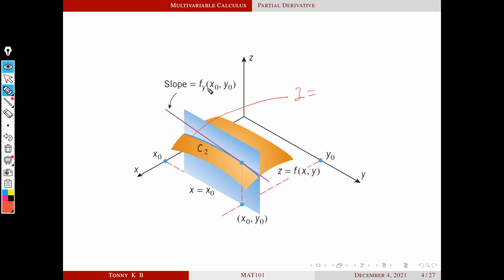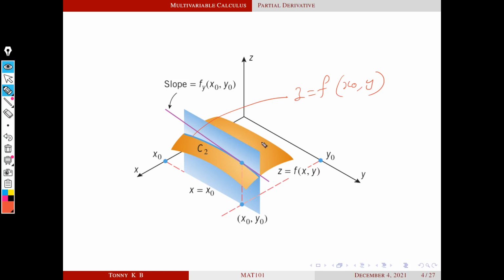Next we consider f y at x naught, y naught. My question: what is the equation of this blue curve? Yes, this blue curve is the intersection of our surface z equal to f of x, y and the plane x equal to x naught. So that is nothing but z equal to f of x naught, y. So this is the equation of this blue curve.